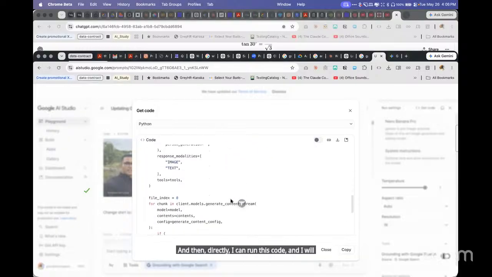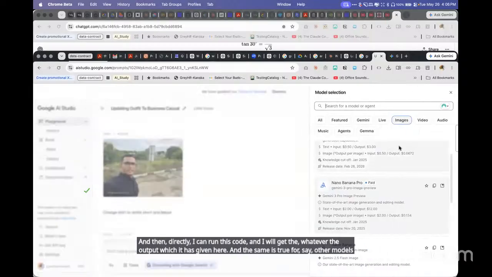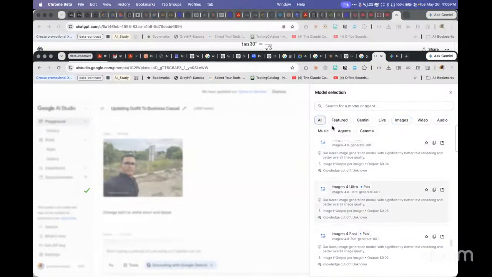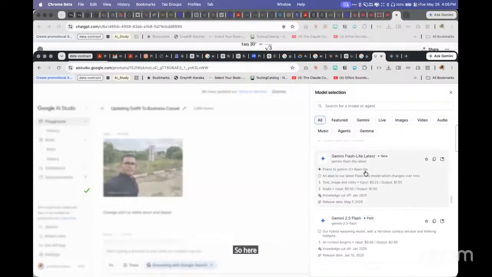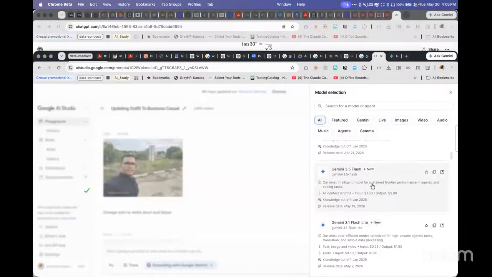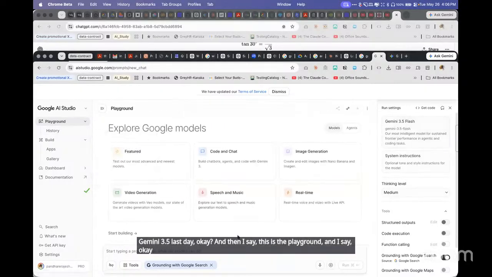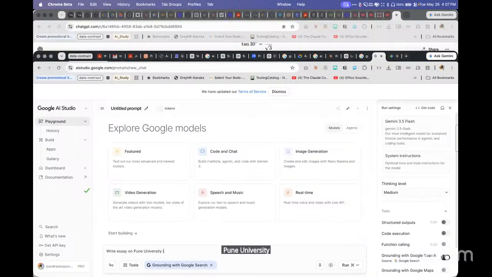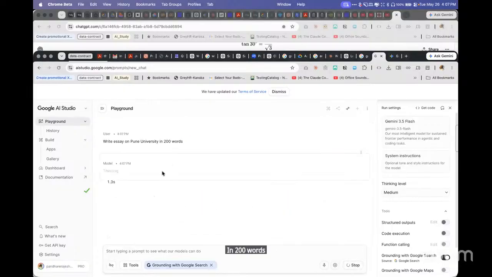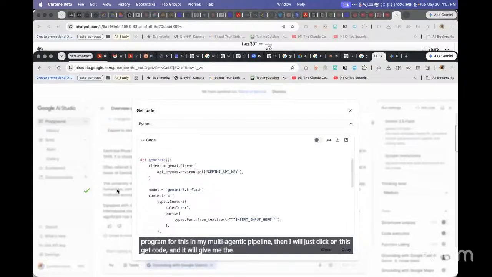And I will get whatever output it has given here, and the same is true for other models also. If I select the text model here, say Gemini 2.5 Pro, or Gemini 3.5 Flash, and then I say this is the playground, okay, Gemini 3.5 Flash, write an essay on Pune University in 200 words. Run. So I have given this prompt, and now I need to write a program for this in my multi-agentic pipeline. Then I will just click on get code, and it will give me the exact code it has written to get this prompt.